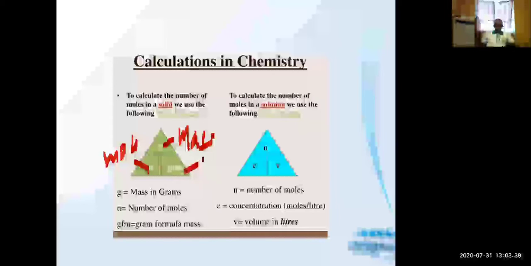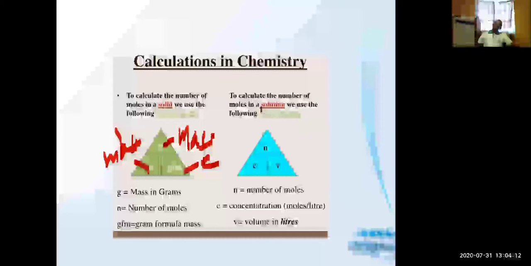Then this is molar mass. So mass is equal to molar mass times moles. Then also moles will now be equal to mass over the molar mass. Molar mass will be equivalent to mass over the moles. So that is how you should be able to know it.